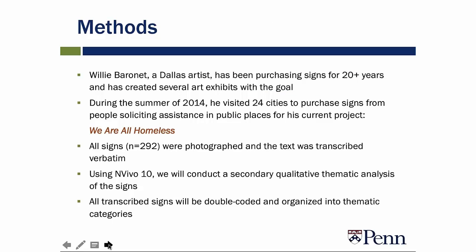So he shared the signs with us that he collected over a summer trip. In the summer of 2014, he visited 24 cities, and he collected those signs for his art project entitled We Are All Homeless, and you can look that up and visit his website. Really interesting work. All 292 signs that he collected in that summer had been photographed, and we took the text from the photograph and transcribed it verbatim. Using NVivo 10, we conducted a secondary qualitative thematic analysis of the signs. All the signs were transcribed, entered into NVivo, and we double-coded everything and organized it into thematic categories.